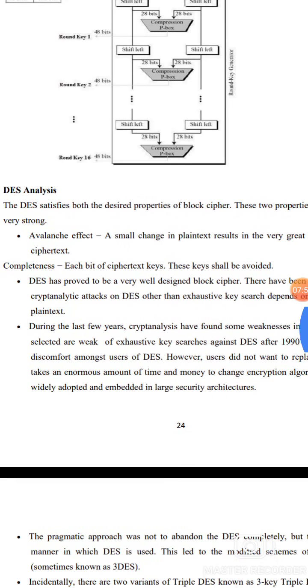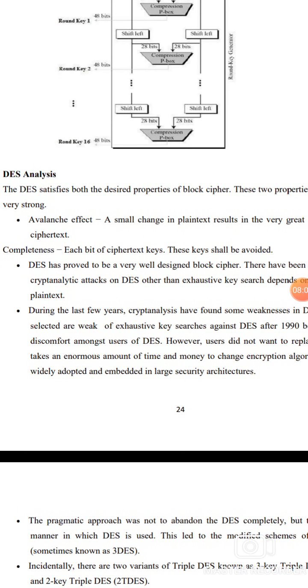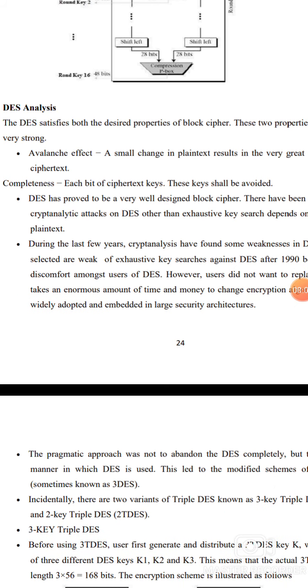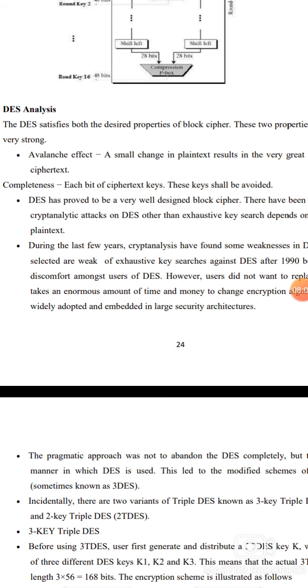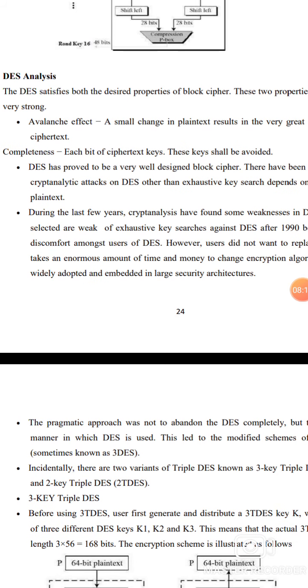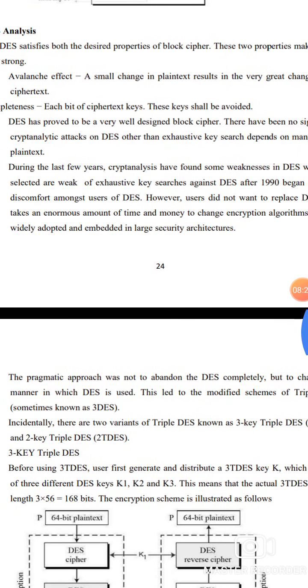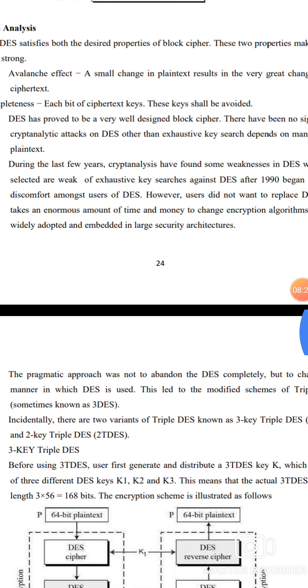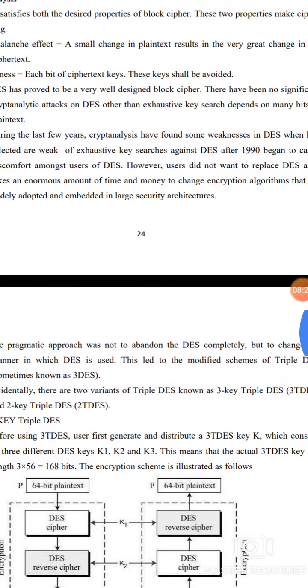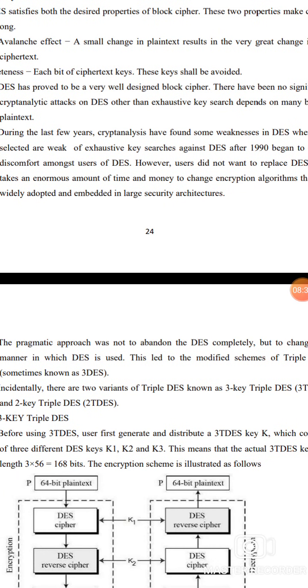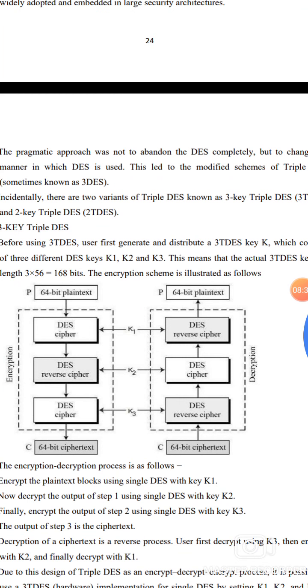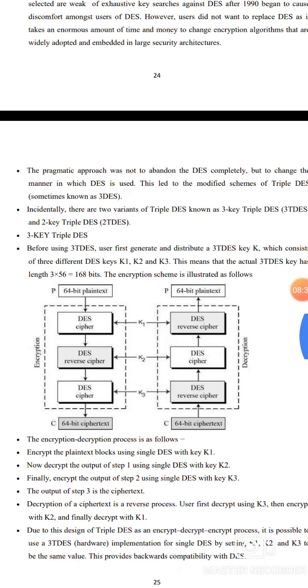The analysis shows DES satisfies both desired properties of a block cipher. The avalanche effect: a small change in the plain text results in a large change in the ciphertext. The completeness: each bit of the ciphertext depends on many bits of the key. DES has proved to be a well-designed block cipher. During cryptanalysis, some weaknesses were found in DES. The key size is small. The exhaustive key searches against DES in 1990 caused discomfort among the users of DES. The pragmatic approach is to not abandon DES completely.